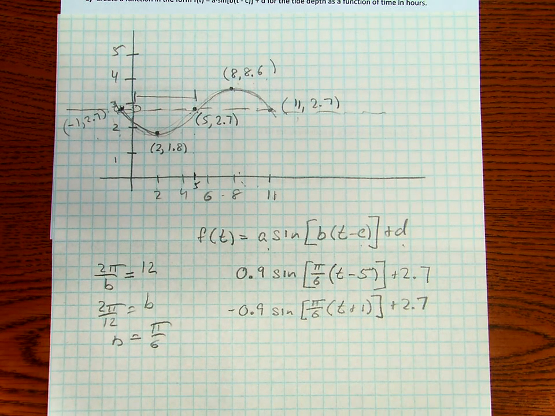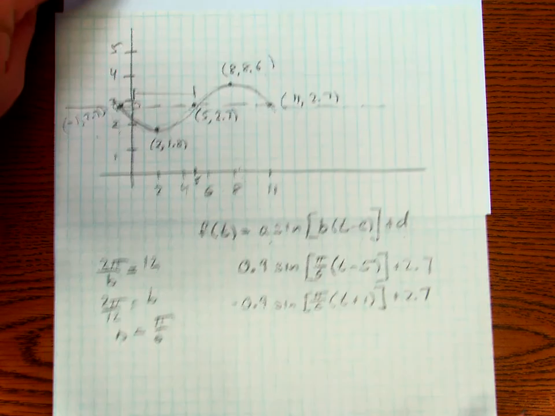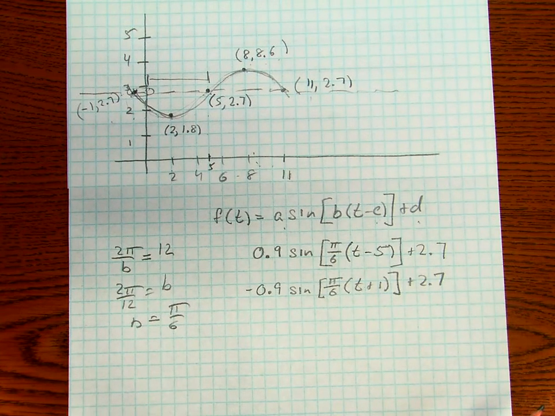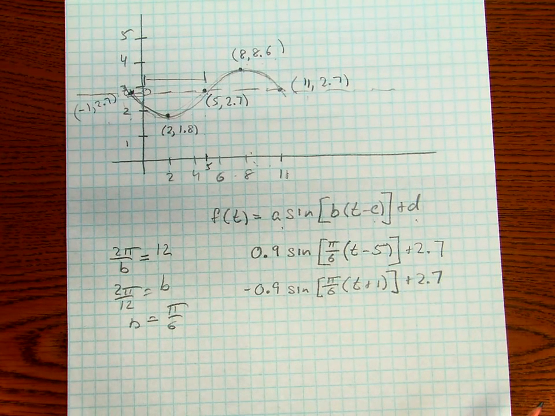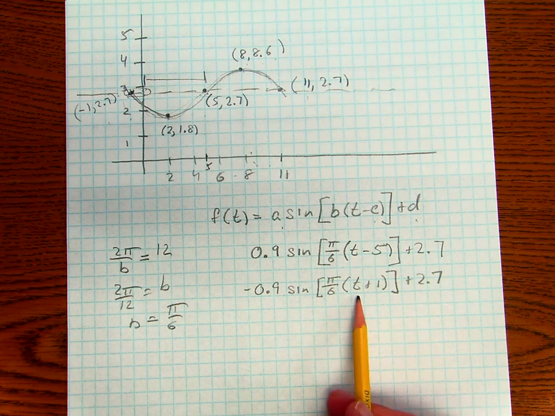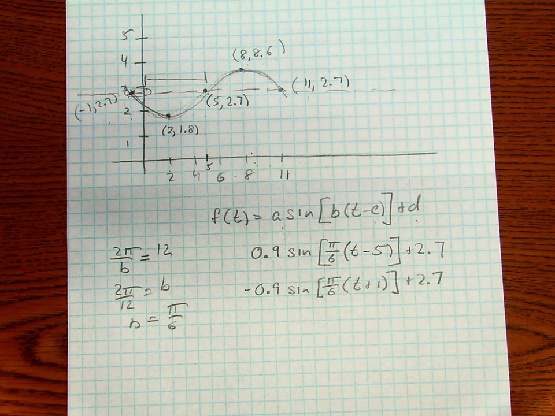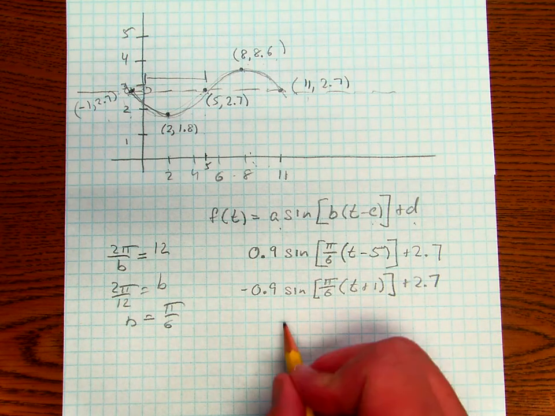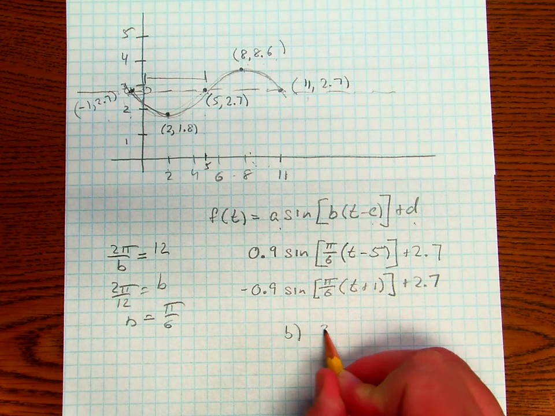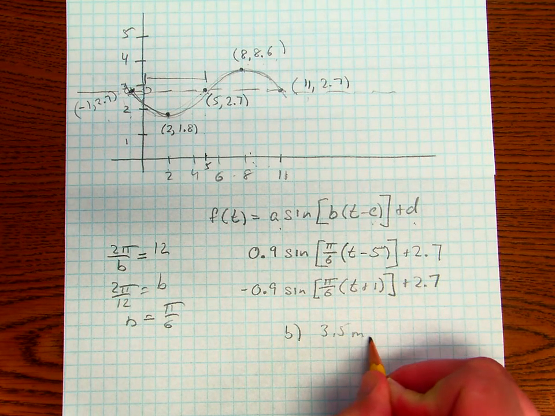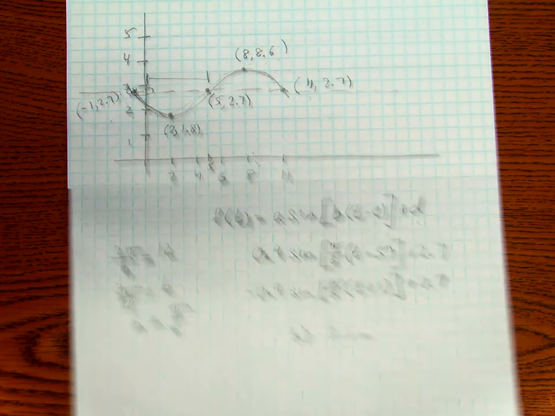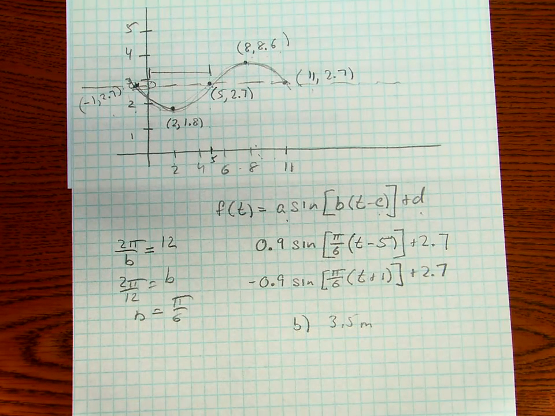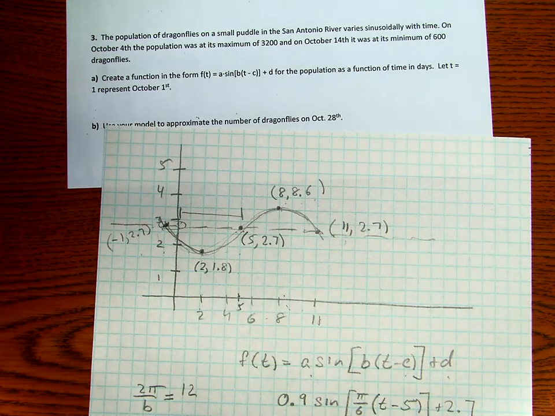All right, what else are they asking us for? Give the depth of the water at T equals 21 hours. So we'd plug 21 into this equation. That would not be anything that you'd be expected to do by hand. That would be something you would just use your calculator for. And that depth turns out to be about 3.5 meters. All right, that's number 2. On to number 3.